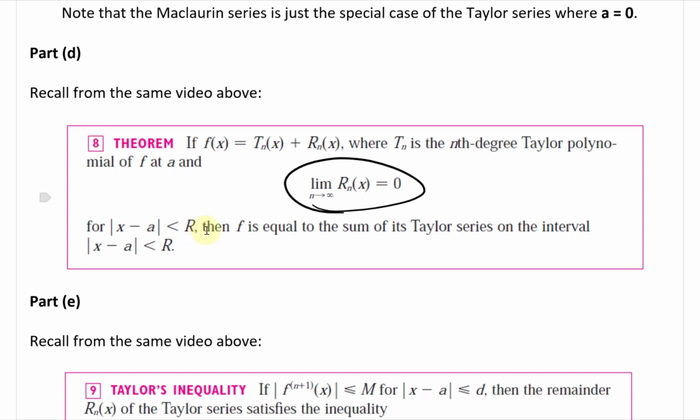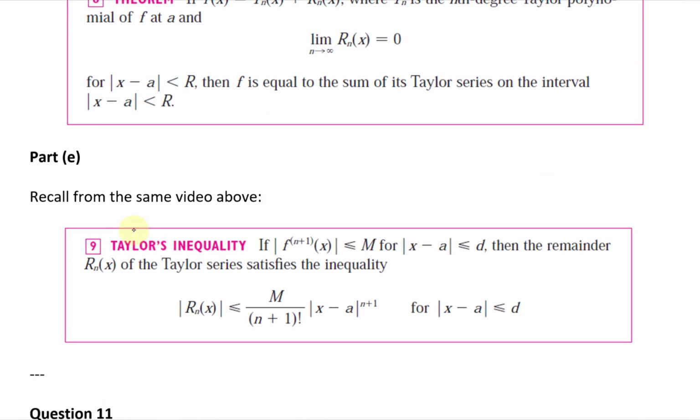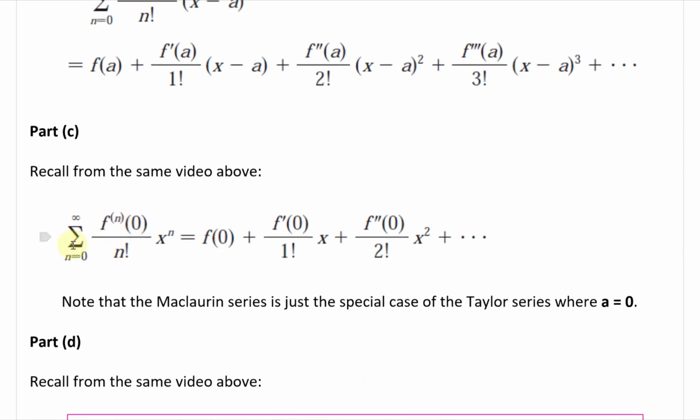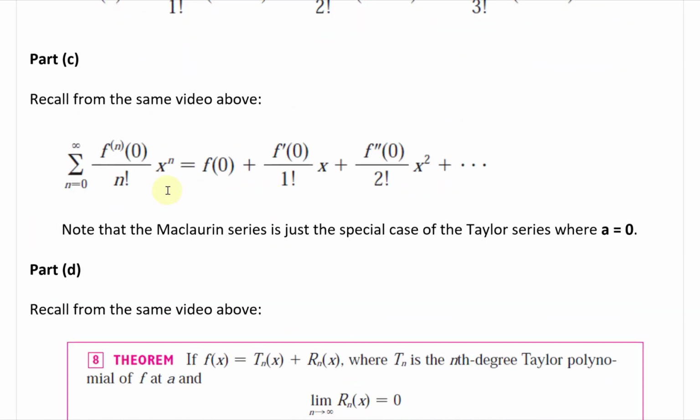So basically we have to show that this remainder goes to 0, and hence f of x is equal to the Taylor series. Because you could write this for most functions, or a lot of functions. You could write the Taylor series for it, but to equate this as f(x), you need to make sure the remainder goes to 0.